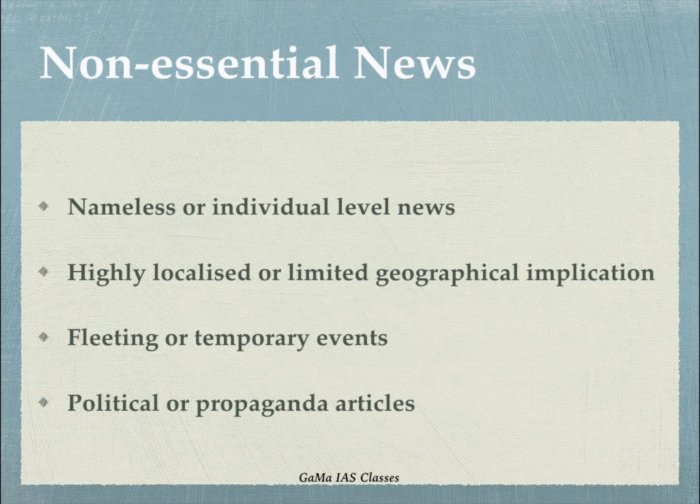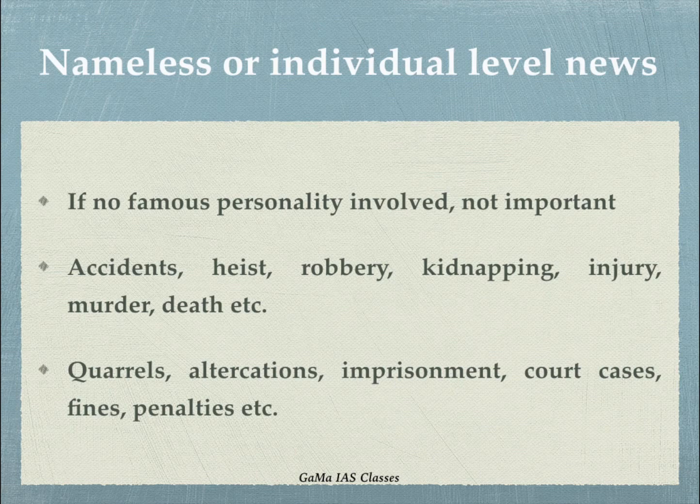We have categorized the non-essential news in 4 major categories. The first of them is nameless or individual level news. Second, highly localized or limited geographical implication. Third, fleeting or temporary events. And fourth, political or propaganda articles. Let us talk about the nameless or individual level news. Well, the reality of life is, if no famous personality is involved, the news is not important. For example, news of accidents, heist, robberies, kidnapping, injury, murder, deaths, quarrels, altercation, imprisonment, court cases, fines, penalty, etc.